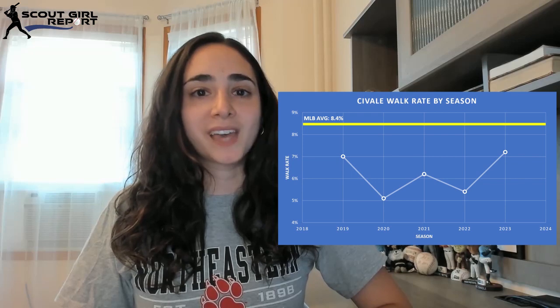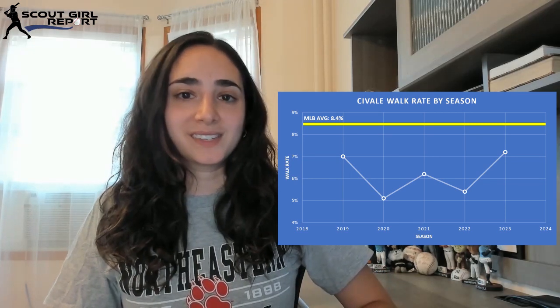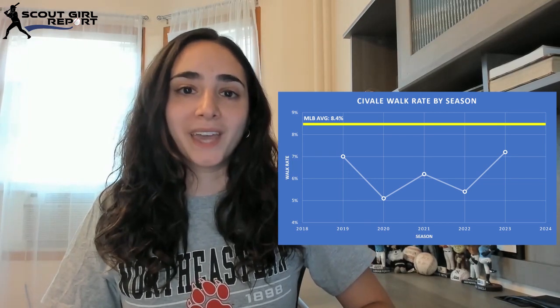Civale is the type of pitcher who relies on his command for his success, and we can see in this graph that he's always had historically above average control. His highest walk rate has actually been this season, which is 7.2%. And that's still over 1% better than MLB average. Command is a little harder to quantify with stats, but it's always been a key to his success.